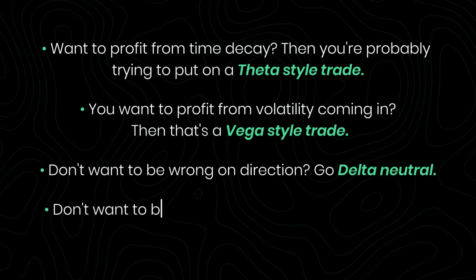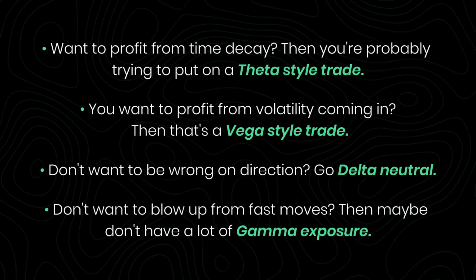Go delta neutral. And don't want to blow up from fast moves, then maybe don't have a lot of gamma exposure. And this is generally how the pros think about their option trading positions. All right, now it's homework time.